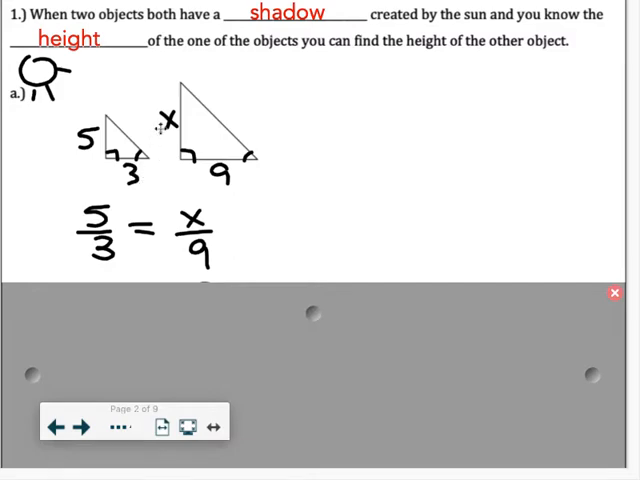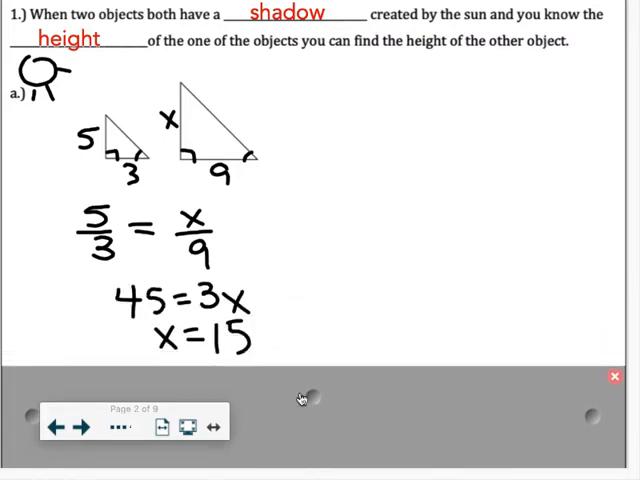5/3 could be equal to x over 9. Remember that there's lots of different ways to set this up. You could say 5/x equals 3/9. Okay? But once you set up that proportion, then we know we could set cross products equal to each other. Okay? So we're going to have some applications, some word problems today where you might have to label the picture yourself. So then 45 would equal 3x. Divide both sides by 3. The height of this tree then could be 15 feet tall.